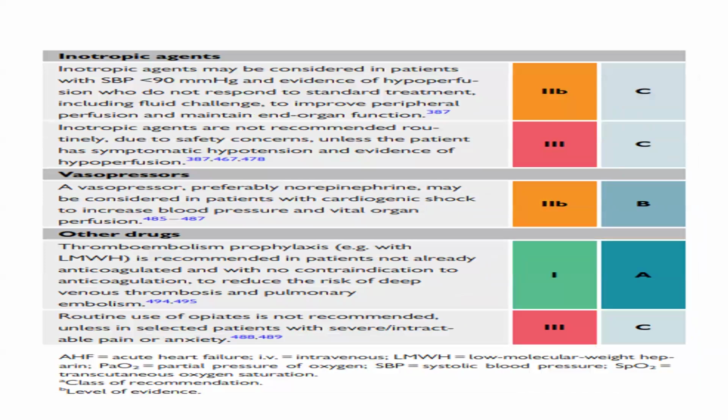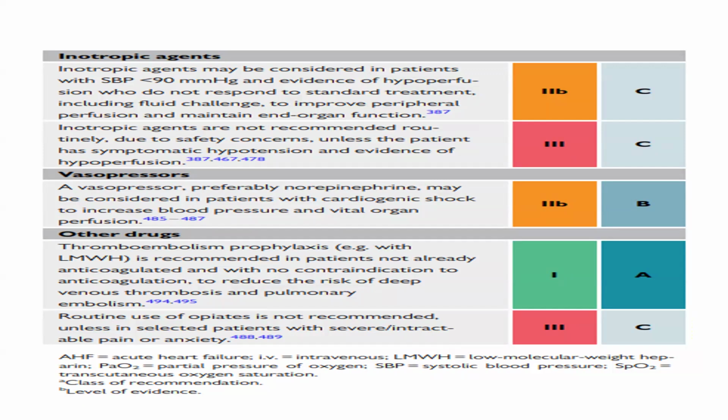Inotropic agent may be considered in patients with systolic blood pressure of less than 90 mmHg and evidence of hypoperfusion who do not respond to standard treatment, including fluid challenge, to improve peripheral perfusion and maintain end organ function. Inotropic agents are not recommended routinely due to safety concerns unless the patient has symptomatic hypotension and evidence of hypoperfusion. Now about vasopressor use. Vasopressor, preferably norepinephrine, may be considered in patients with cardiogenic shock to increase blood pressure and vital organ perfusion.